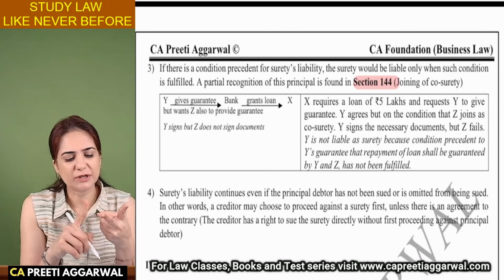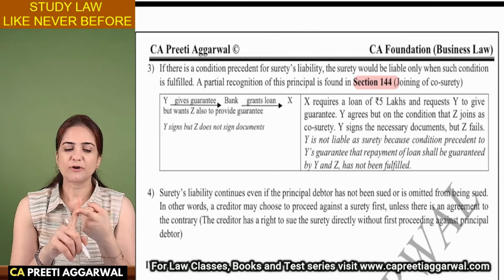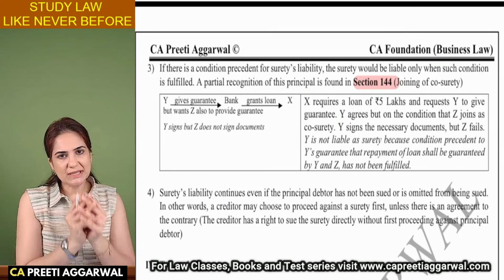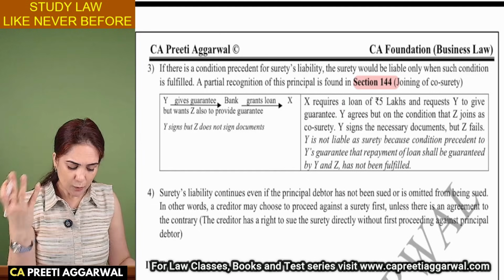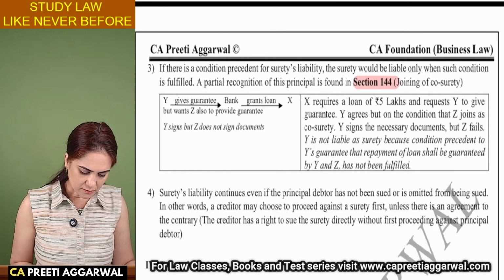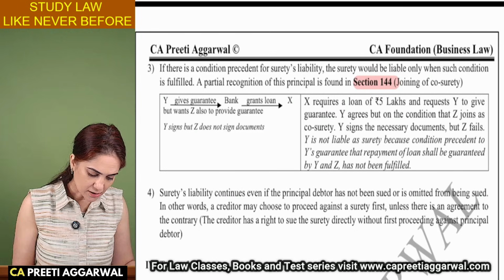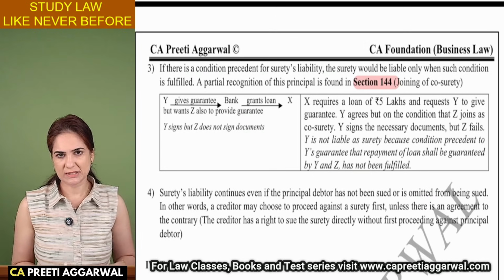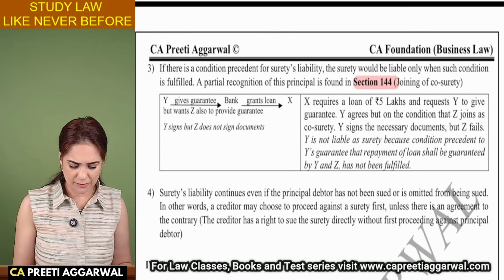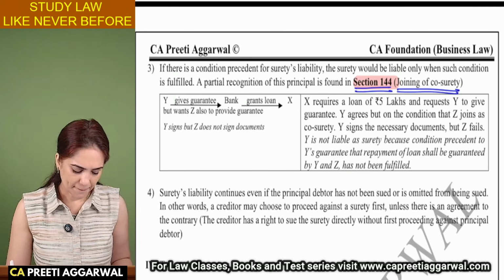So 142, 143 and 144 make the guarantee invalid. 142 talks about misrepresenting the facts. 143 talks about concealment of the fact and obtaining guarantee. 144 talks about failure of the person to join as co-surety. The example that we are discussing is the same. It is applicable there also.